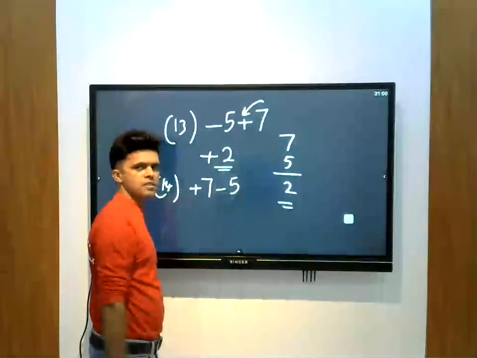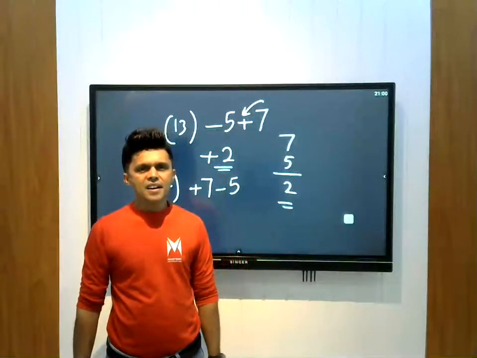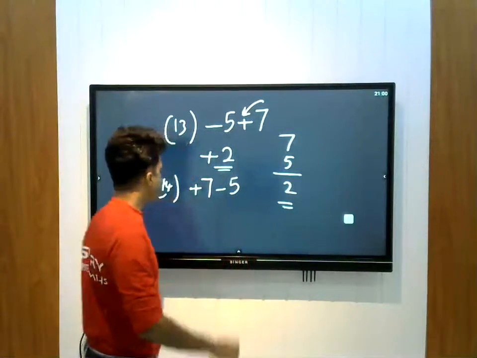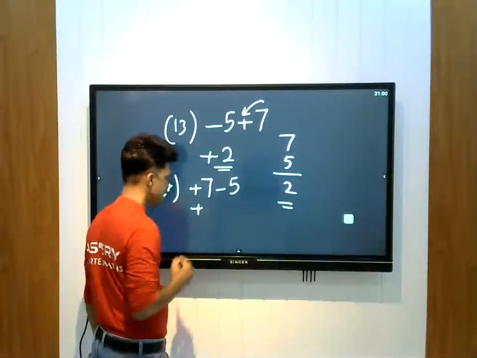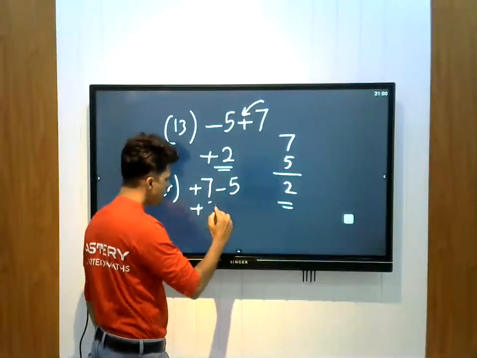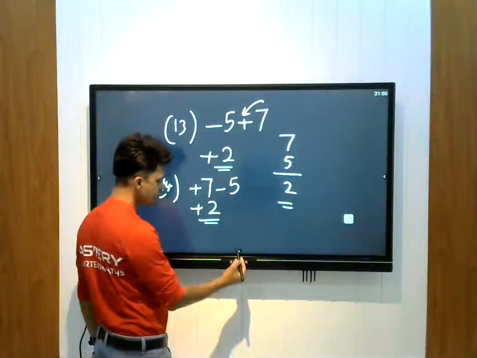Plus 7, plus 7. What is the weighted digit here? The weighted digit is 7. You need to write the sign opposite to the weighted digit. That is plus. Then 7 minus 5 is 2. Plus 2 is the answer.